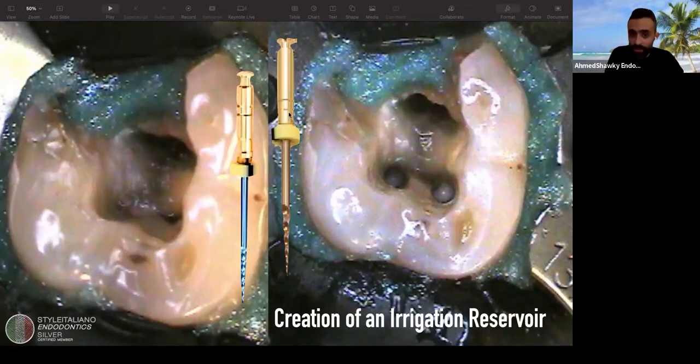I gave here an example about the similar starter file, but with a gold alloy. And what is beautiful in Perfect Endo is that we have a lot of alloys. We can use different alloys for treating different anatomies.